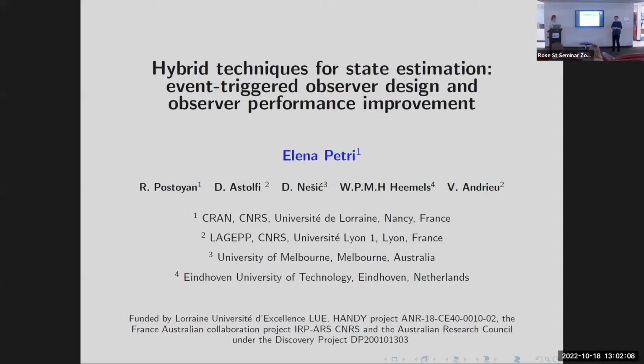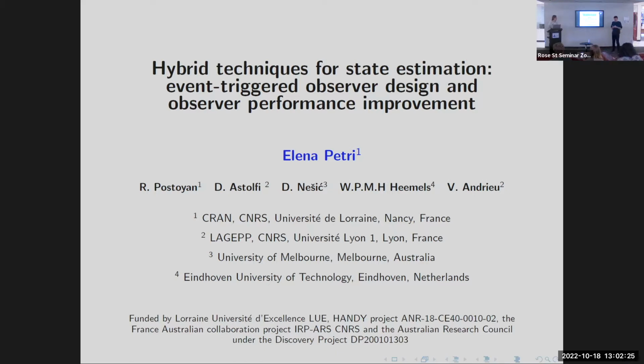Today we have a visiting PhD candidate from the University of Lorraine in France, Elena Petri. She's a PhD student there. She's going to be telling us about hybrid techniques for state estimation, event-triggered observer design, and observer performance improvement.